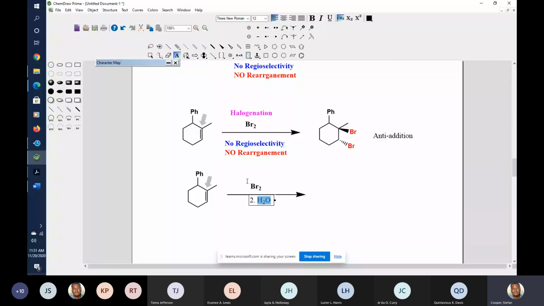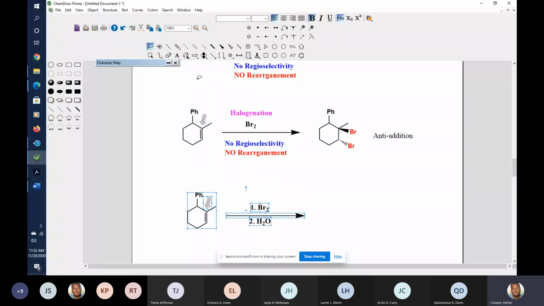Okay. So what if I gave you these two steps together? I gave you Br2 with water. What do you think is going to happen here? Does anyone have a clue? Would it still be considered a hydration? Somewhat. Okay, that's partly correct. Anybody else have a clue? Hydrohalogenation. Yeah, who said that? Hydrohalogenation. Yeah, okay, that's exactly right.